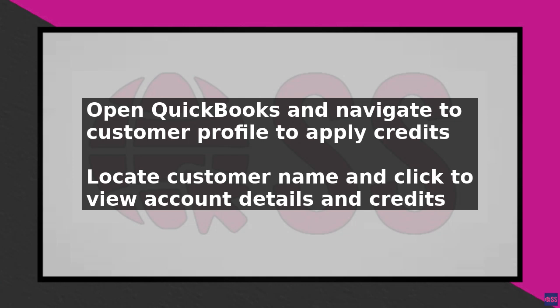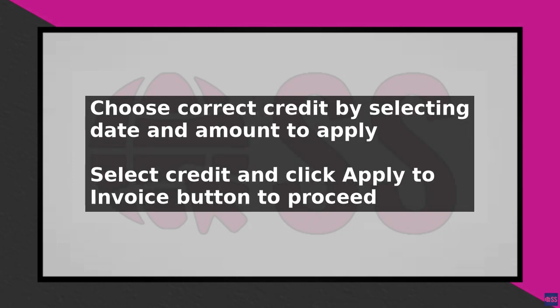Next, select the invoice you want to apply the credit to. You can choose an existing invoice or create a new one. Enter the invoice details as you normally would, but this time, QuickBooks will automatically deduct the credit amount from the total due. To complete the process, review the invoice details carefully to ensure the credit has been applied correctly.